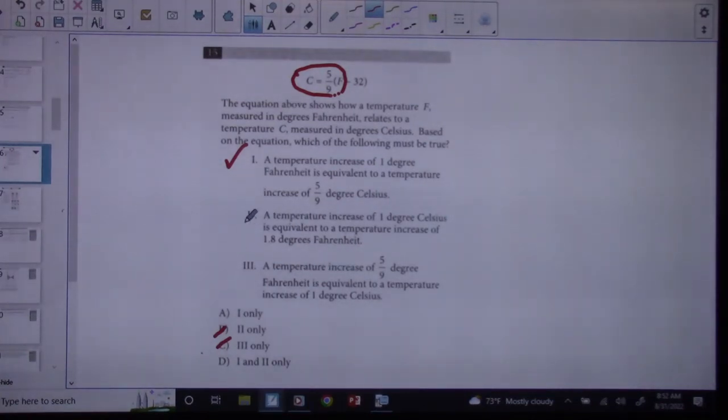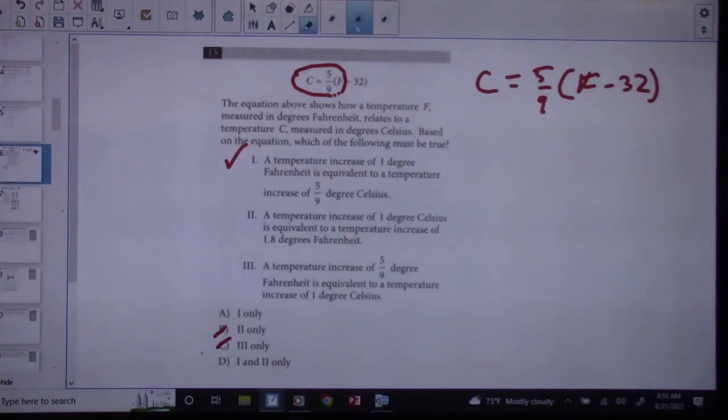Okay, now what about statement 2 here? Is that true? Because that's going to decide your answer to the question, whether A or D. Well, let's go solve this for F. So if we take this equation here, C equals 5/9 quantity F minus 32, and we solve this for F, what do we do to solve for F? Let me rewrite F, make it a little more legible. How do you solve for F here?